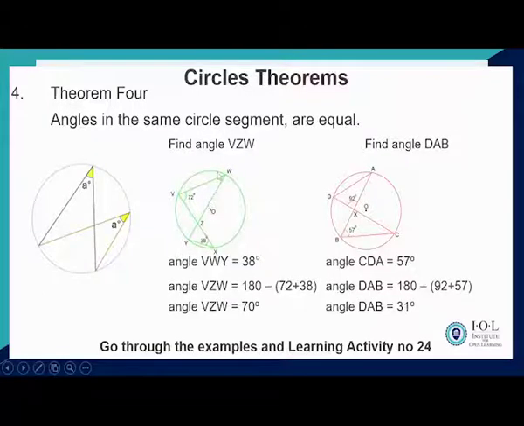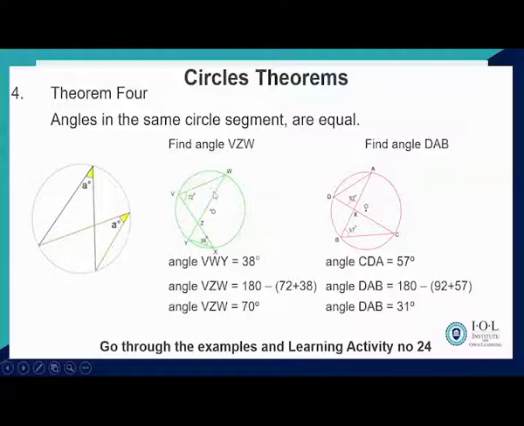WYX will be the same as WVX. You have to identify them, subtract the one from the other one, etc. Now they ask, find angle VZW. So you can say 38. You can say here you have the 38, and that one, the W is also 38 because of this theorem.